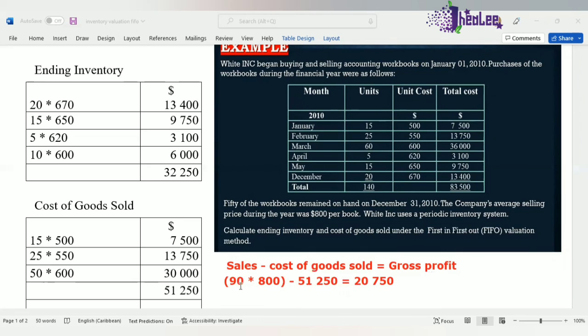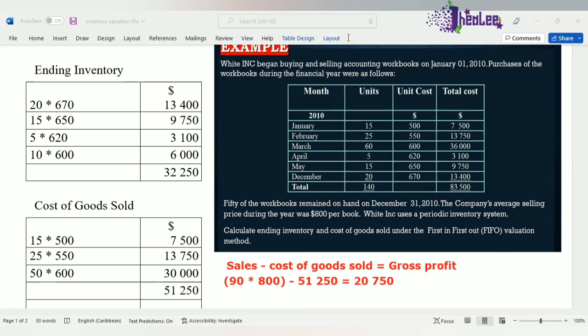So the 90 is the 90 items that were sold. We multiply that by the average selling price per item, and that would give us $72,000. And from that, we subtract our cost of goods sold, and that gives us our gross profit of $20,750. So that takes us to the end of our lesson, where we value ending inventory, cost of goods sold, and determine the gross profit for a business that uses the periodic system. And remember, we were using the first in, first out method.